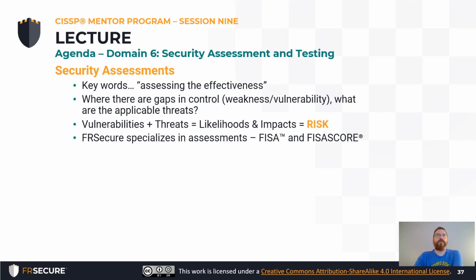Assessing the effectiveness. Where are the gaps, right? So the weaknesses and the vulnerabilities, and what are the applicable threats? So what you'll want to make sure you know is that third bullet point, right? Vulnerabilities and threats equals your likelihood and impact, which is your risk. That's how you determine risk. What are my vulnerabilities and threats to this system, to the organization? What's the likelihood of that happening? And then what's the impact if it does happen? Those four things coming together is how we determine risk.